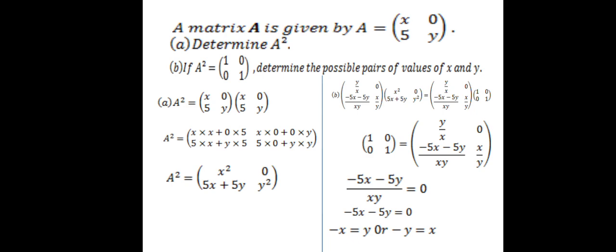Now if we get 1, 0, 0, 1 to be equal to A squared, you can clearly see that the possible values of x are when x is negative 1, y is 1, and when y is negative 1, x is 1.